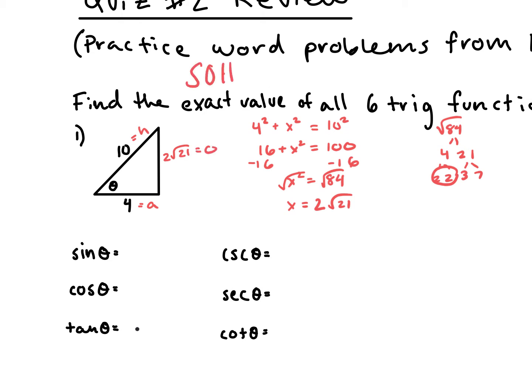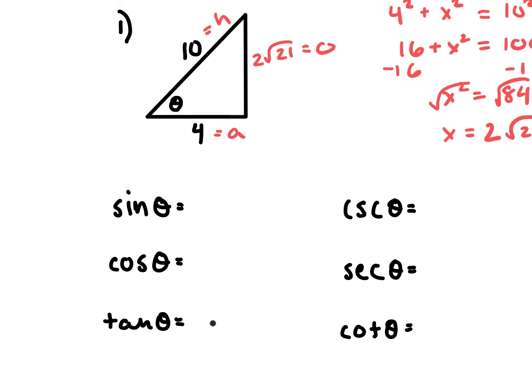So again, I need to know Sohcahtoa. So sine is what over what? Opposite over hypotenuse. So here it would be 2 square root 21 over 10. Can I simplify this? Yes. So what does it simplify to? Square root of 21 over 5. Awesome. You have to simplify your fractions.